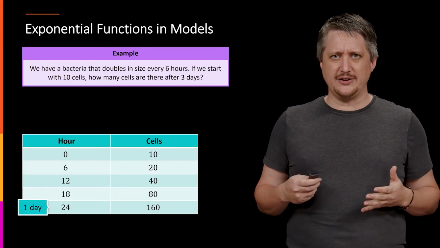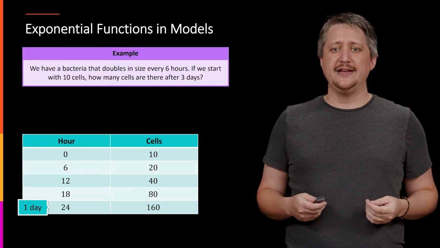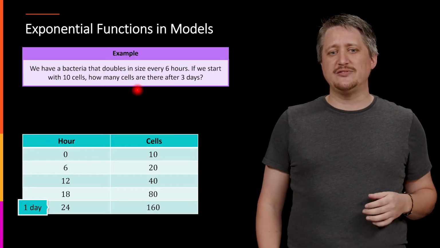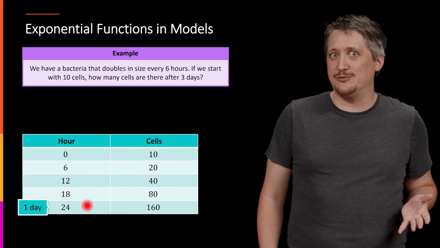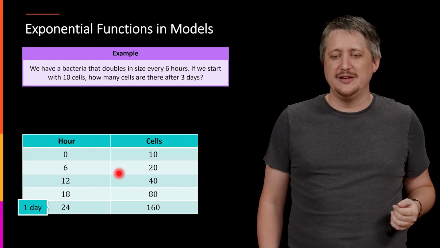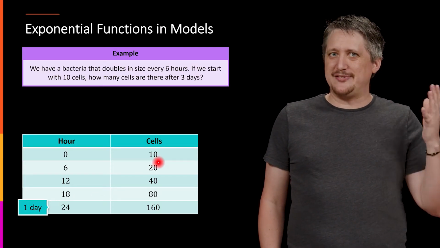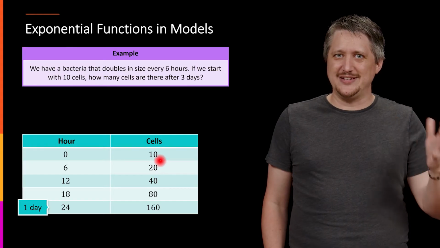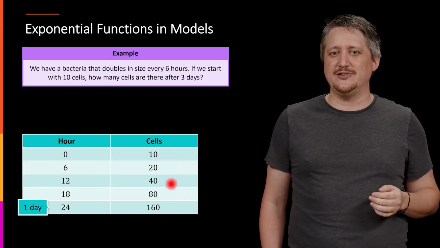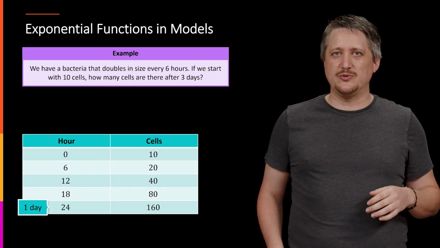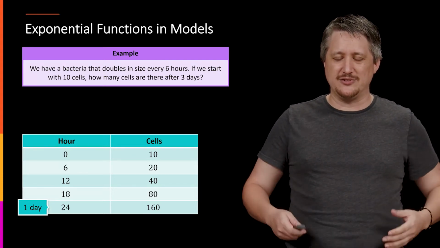But now I'm going to start trying to hunt for a pattern. I already clearly know the pattern for the hours. It just increases by 6 each time. But doubling is not a math statement, right? That's an English statement. I want to represent the number of cells as some sort of mathematical expression.